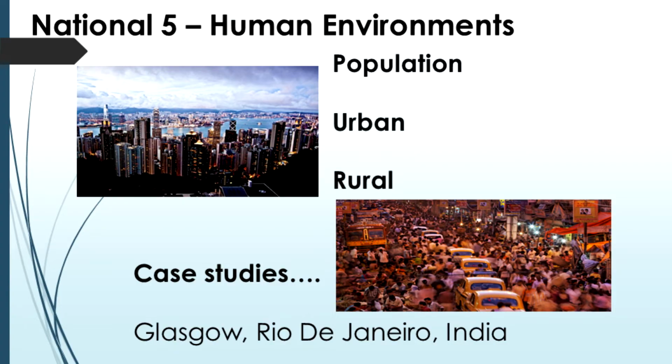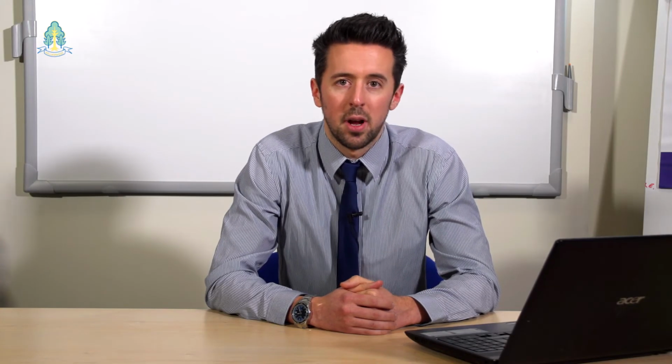The human environment section covers 3 basic topics: the population unit, the urban topic, and also the rural topic as well. Case studies are vitally important within this human environment section, and pupils should be able to refer and have knowledge on their Glasgow urban case study, their Rio de Janeiro case study, and also their India Green Revolution farming case study.